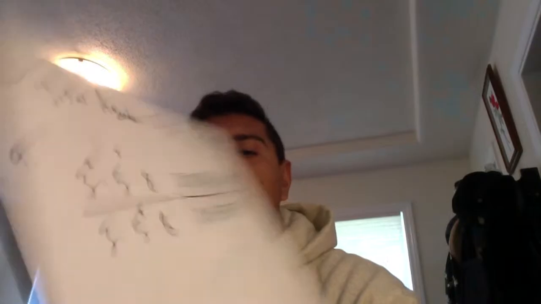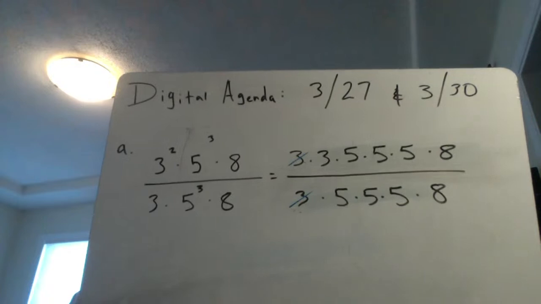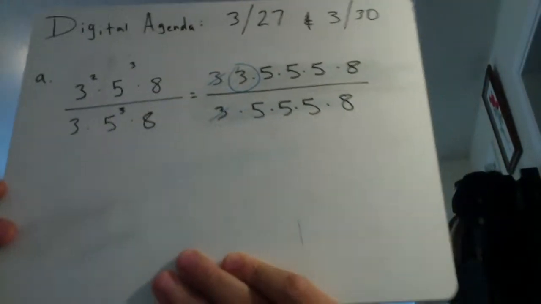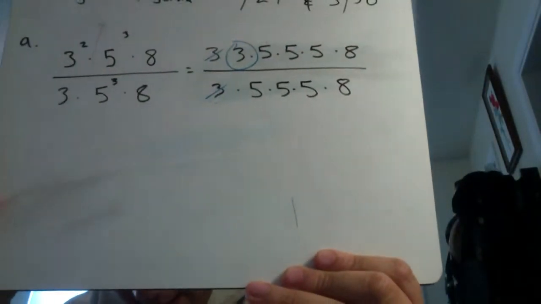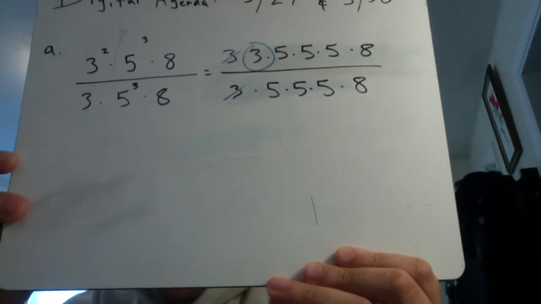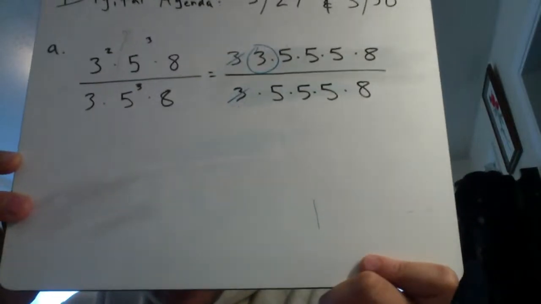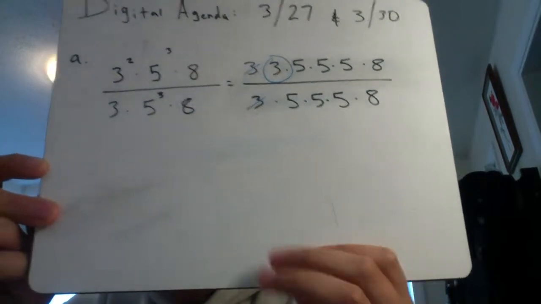When I look at the next term, 3, there is not another 3 in the denominator for me to cross out, so I have to leave that by itself. That's the only like term that's left. Let's look at the 5s. When we look at 5, we have 5 times 5 times 5 in the numerator, and we also have 5 times 5 times 5 in the denominator. So here they exactly match up, and that's why the terms cancel.